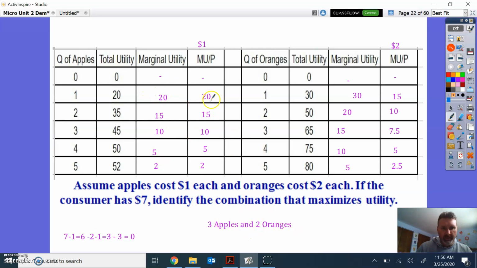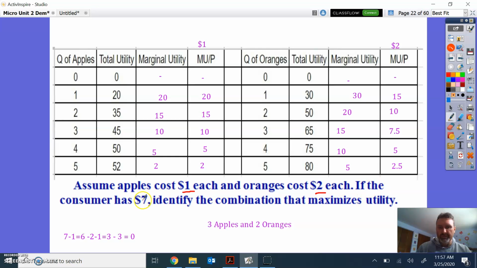I've calculated all the marginal utilities for you, and there's the MU over P because the price of an apple is $1. Oranges, there's the total utility. I figured out the marginal utility, and the price of an orange is $2. If you're having issues with how to calculate marginal utility or MU over P, you really got to send me an email so I can go through it with you.